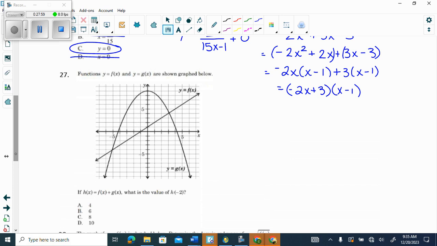This one, they want h of negative 2. So I have to do h of negative 2 equals f of negative 2 plus g of negative 2. So I go to negative 2, and I have to do f of negative 2, which is 7, plus g of negative 2, which is negative 1. And so I get 6.